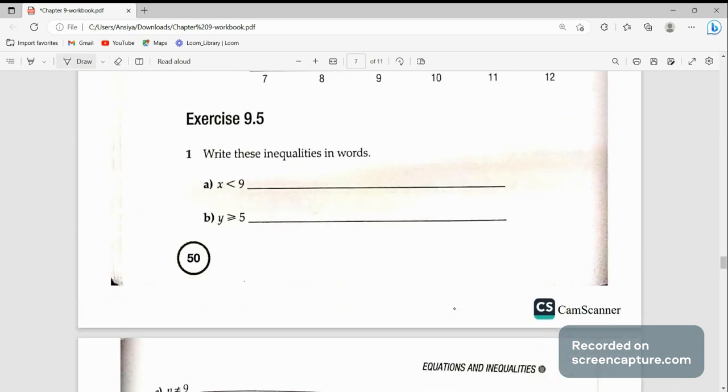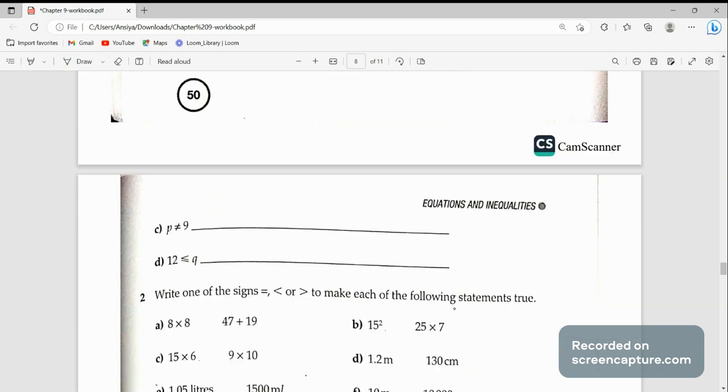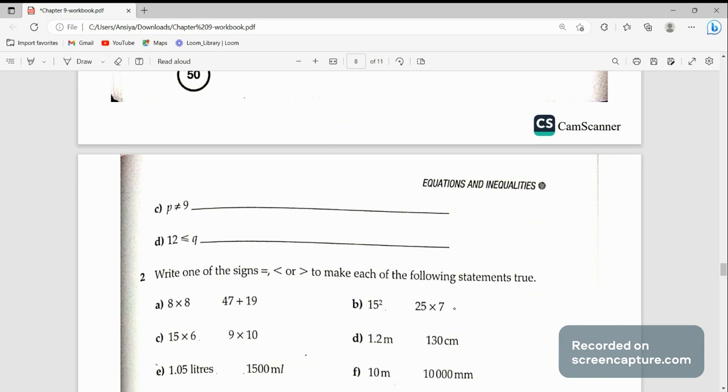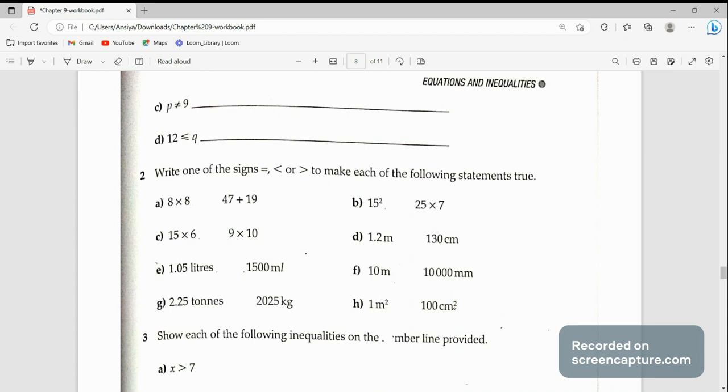Now, some exercise questions. Write these inequalities in words. So, how will this be? x is less than 9. y is greater than or equal to 5. Like this, you should write. Next, write p is not equal to 9, and 12 is less than or equal to q. You should write all of them in words.